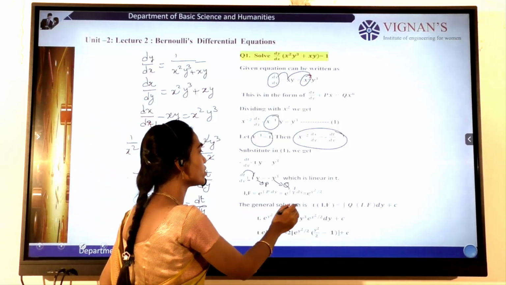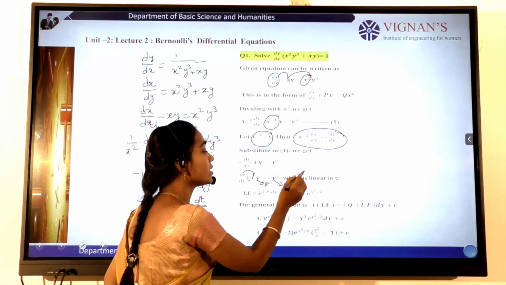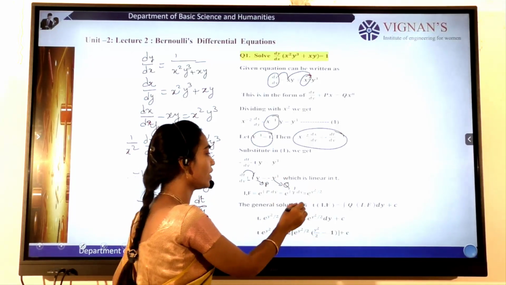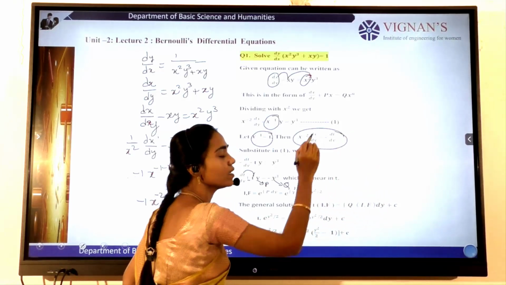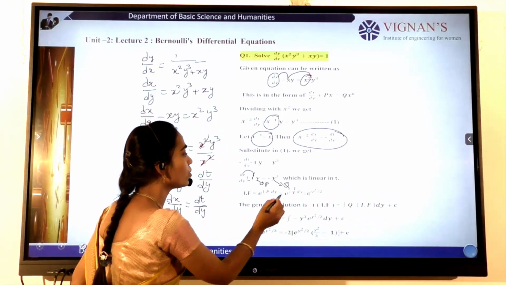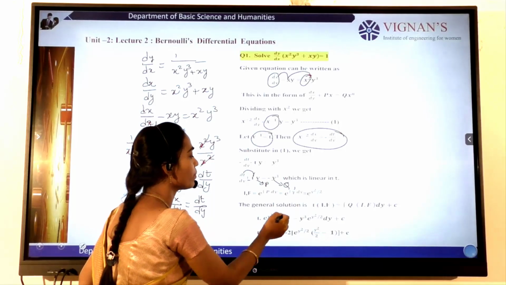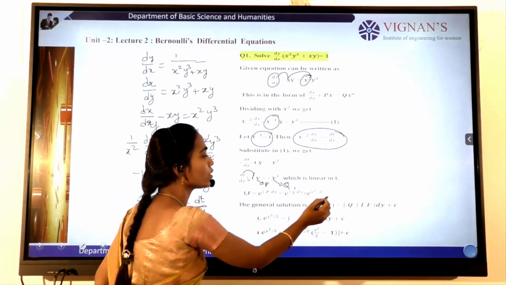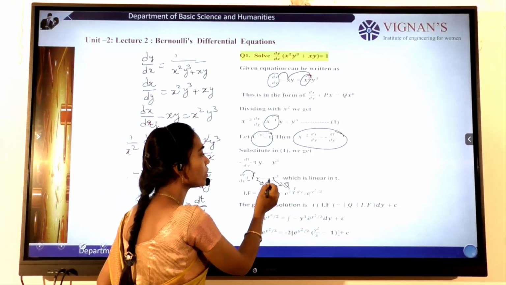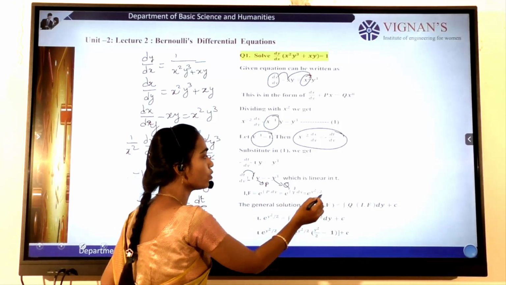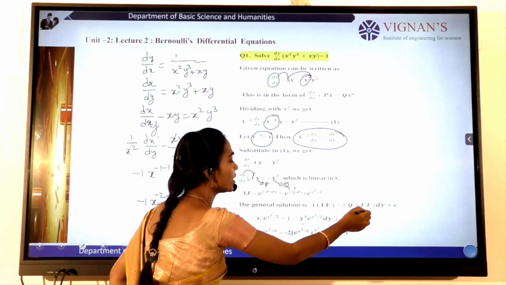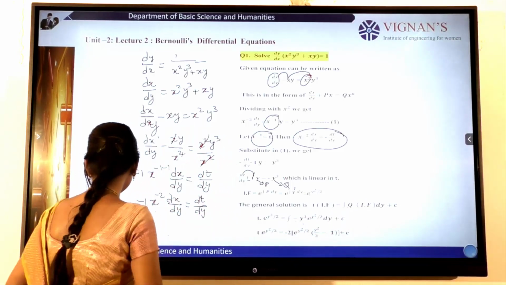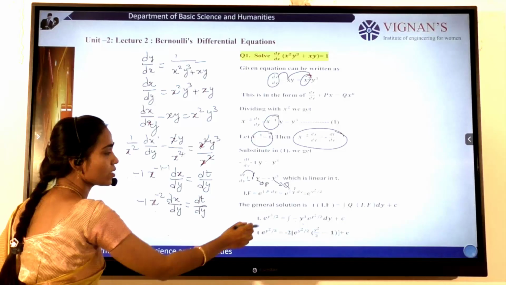Next, the general solution. Because it is linear in t, the general solution starts with t, right? t into integrating factor is equal to integral q into integrating factor dy plus c. So t into our integrating factor e power y square by 2 is equal to our q. What is our q on the right hand side? Minus y cube. Our integrating factor is e power y square by 2 into dy plus c. Now let us see the procedure of solving that.